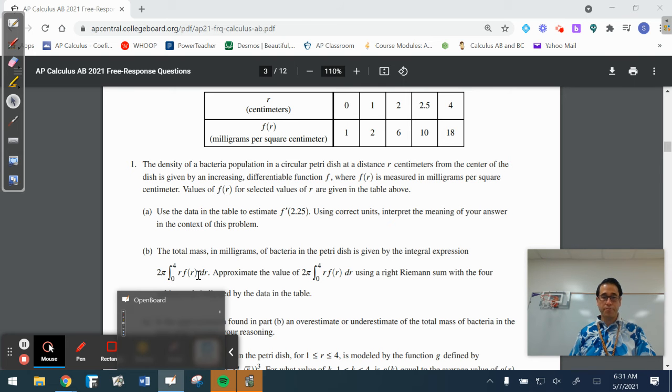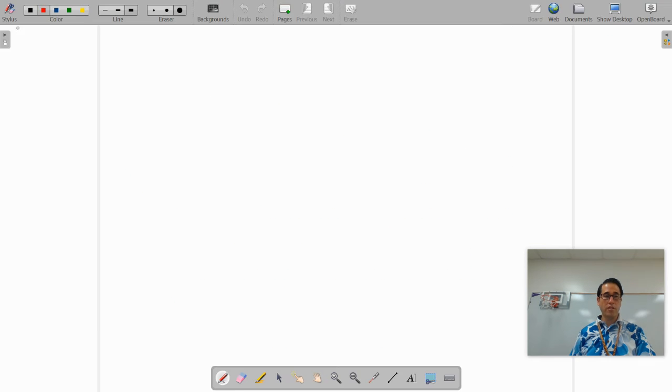Okay, so I'm going to go to my blank screen here. Question one, when I'm looking at it here to the side, says the density of a bacteria population in a petri dish at a distance r centimeters from the center of the dish is given by an increasing differentiable function f, where f of r is measured in milligrams per square centimeter. Values of f of r are selected. Values of r are given in the table.